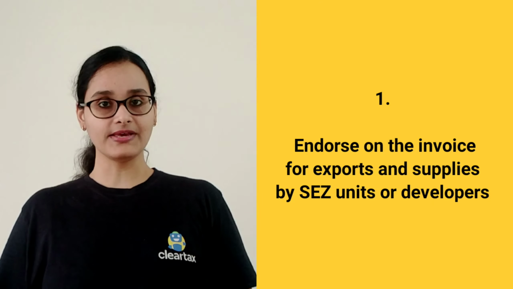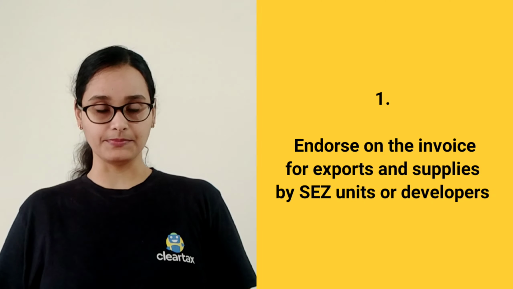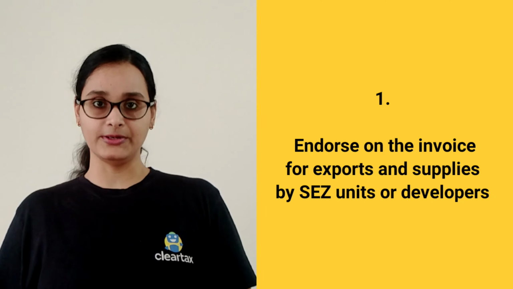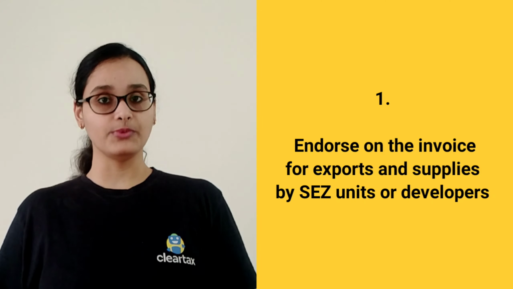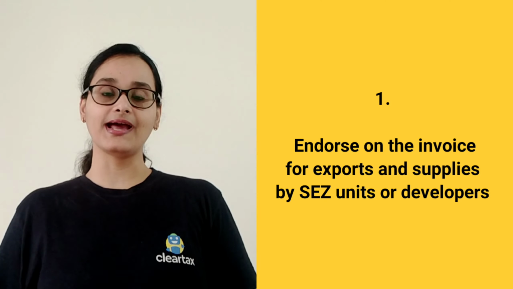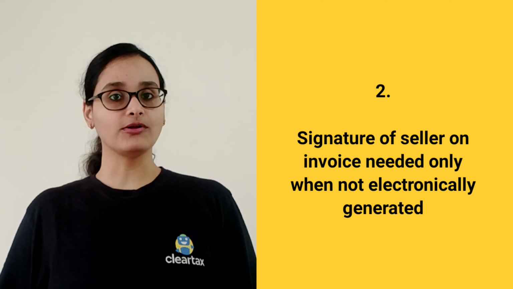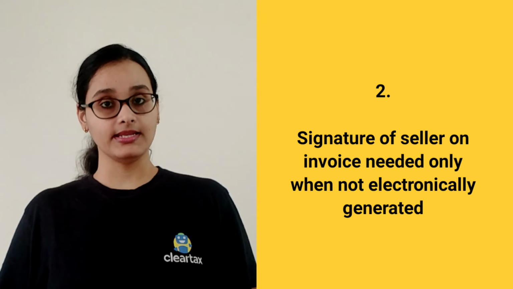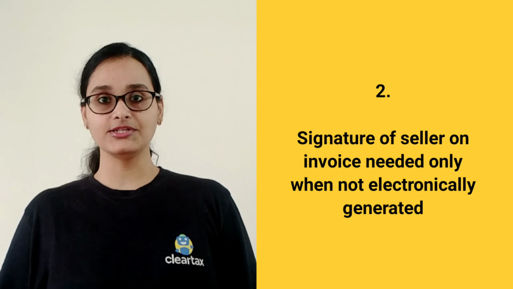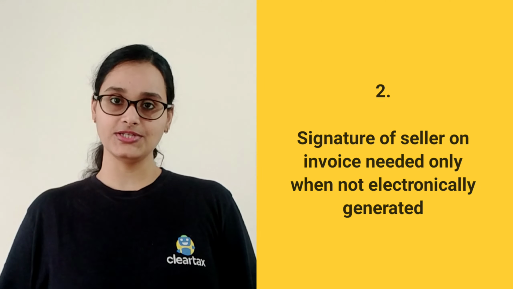Let's now look into the rules of invoicing. In case of exports or supplies by SEZ units or developers, the invoice must carry the same endorsement and must also indicate whether it is with payment of tax or without payment of tax under bond or LUT. In case of an electronic invoice, the signature of the authorized signatory is not required. In any other case, a physical or digital signature of the authorized signatory is required on the GST invoice.